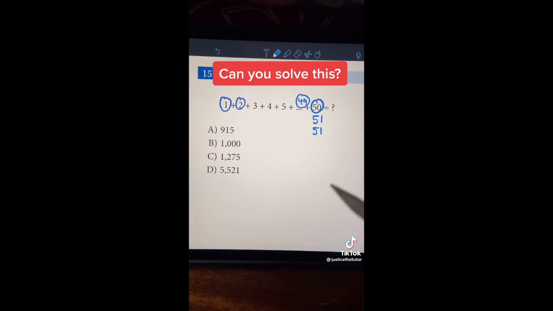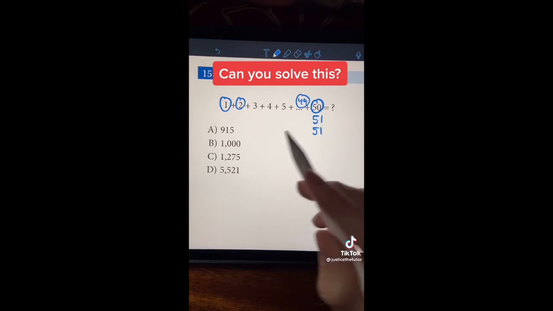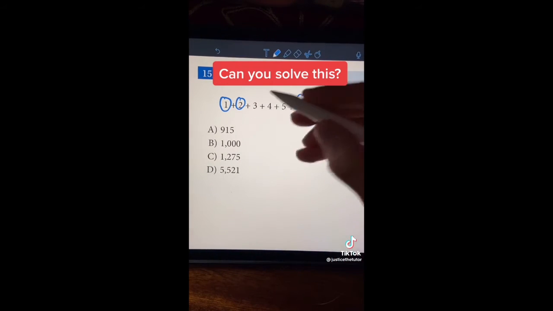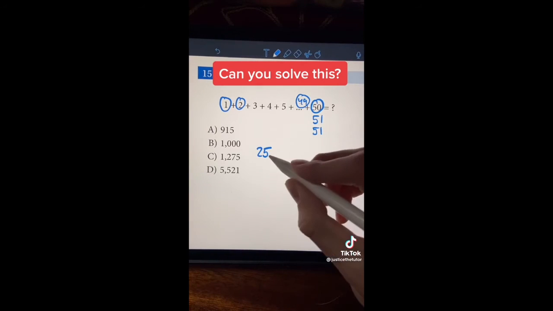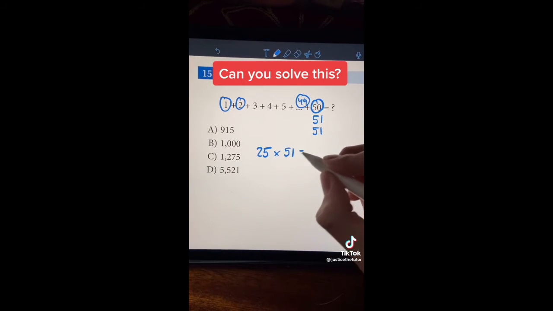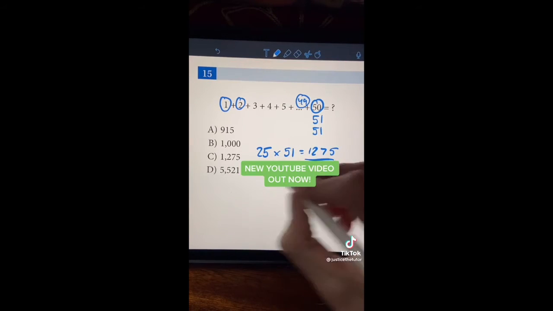So if you recognize the pattern, that's great. So now we have to see how many pairs there are. So since there are 50 numbers, that means that there are 25 pairs. So I take that and I multiply it by the sum of each of the pairs, which is 51, and I get 1275, which is C.